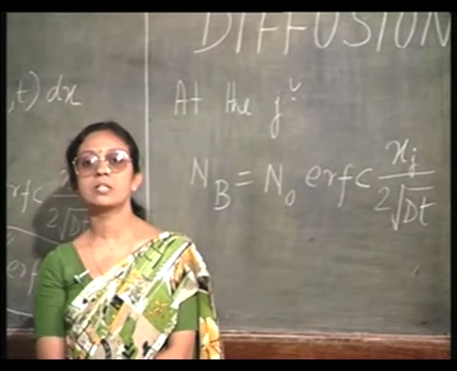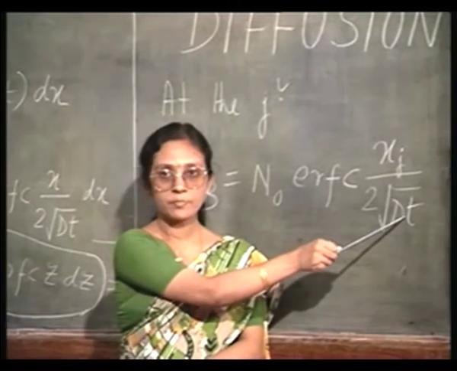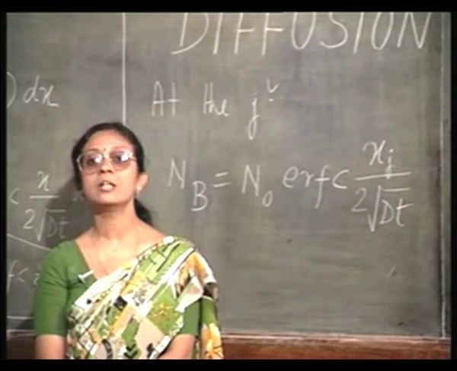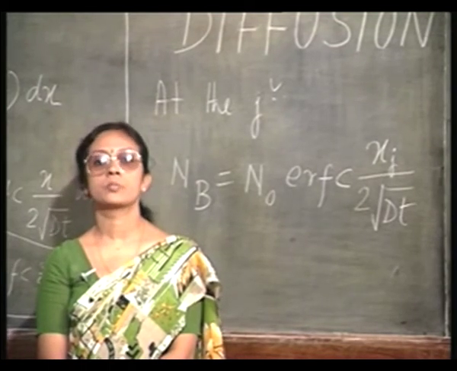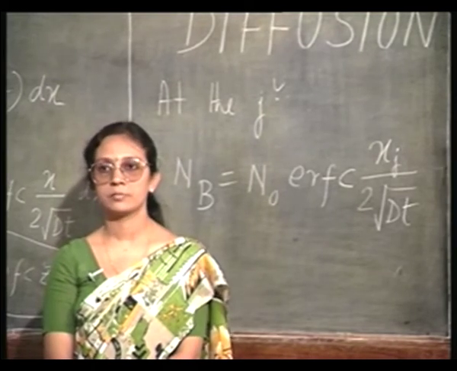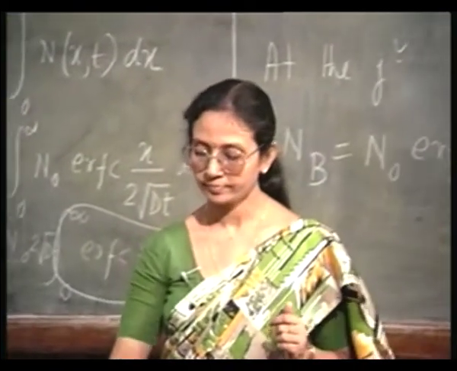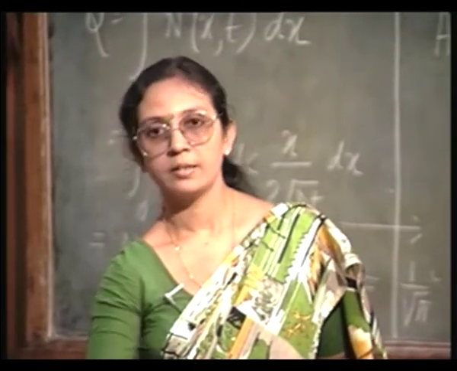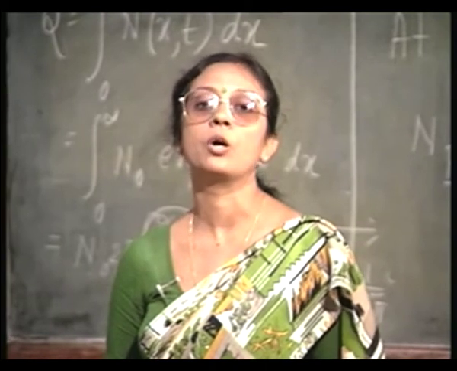So, if you want to have a deep junction, either carry out the diffusion for longer time or try to increase the diffusion coefficient by increasing the temperature. That is why in a practical diffusion process, these are the two parameters we play with, time and temperature. Let us stop here today. In the next class, I will discuss the other branch, that is when the source is no longer infinite.